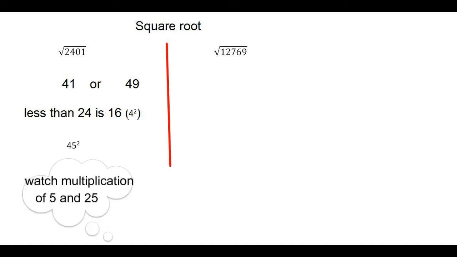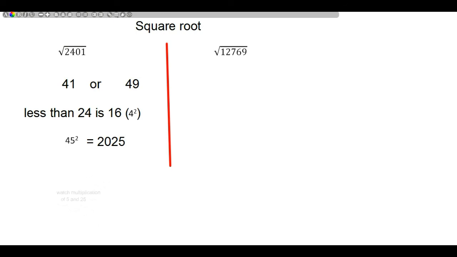What is 45 square? 2025. From the knowledge of finding out squares of numbers ending with 5, we know that 45 square should be 2025. The given number here is 2401. That means very clearly 2401 is more than 2025. 2401 is greater than 2025. If this number is greater than 2025, it is obvious that the square root of this number should be greater than 45. So the answer here has to be 49.